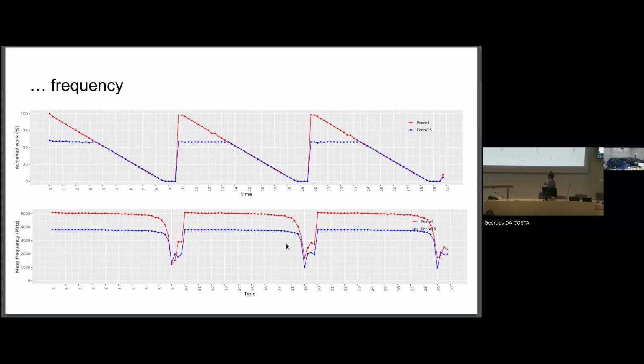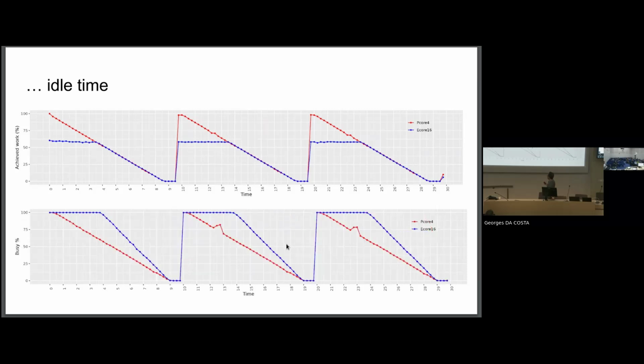That's what we observe here. And now on idle time, it's with Intel P-state HWP.